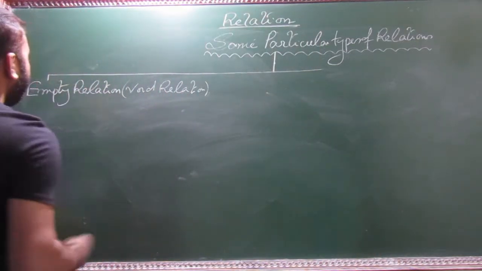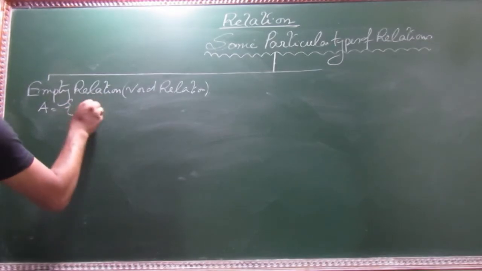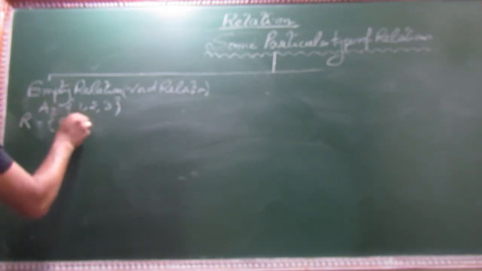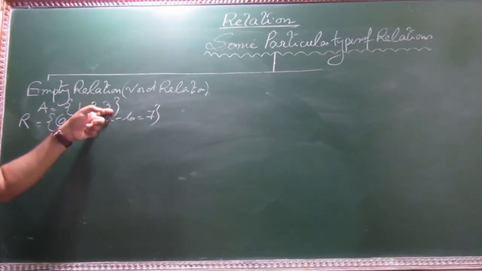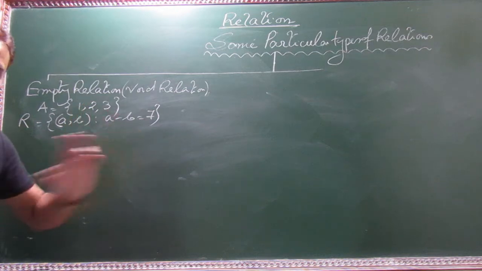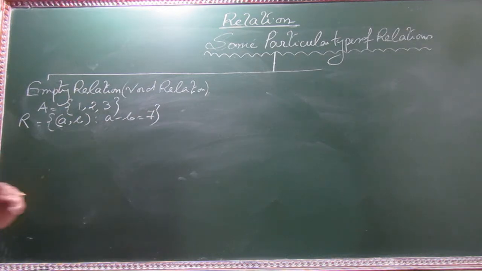Empty relation. Let me consider a set A where the elements are 1, 2 and 3. Now I am going to consider a relation R such that (a, b), where a minus b is equal to 7. Here the highest number is 3 and the lowest number is 1. 3 minus 1 is 2. It is never 7. So it is not possible.